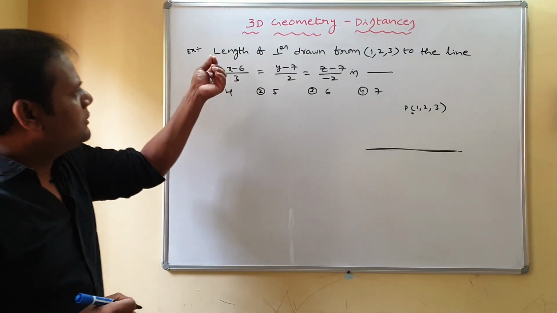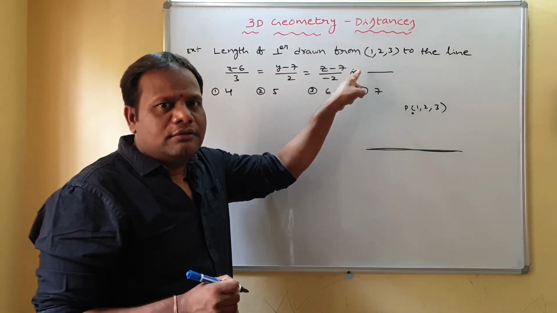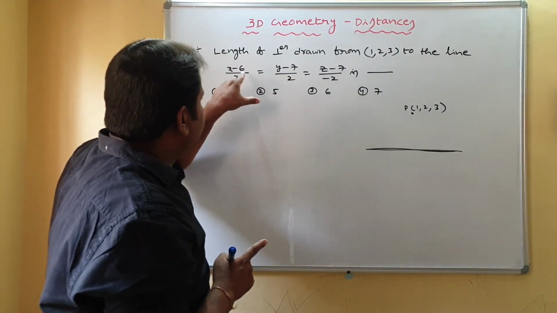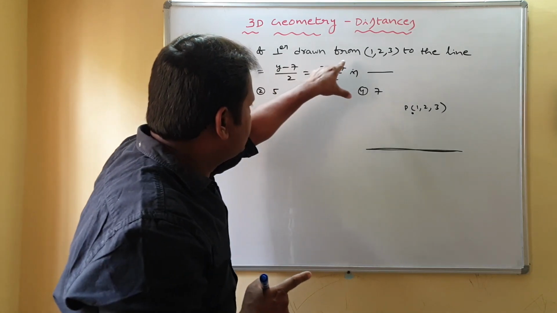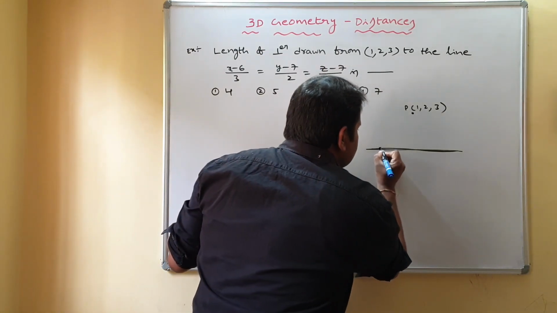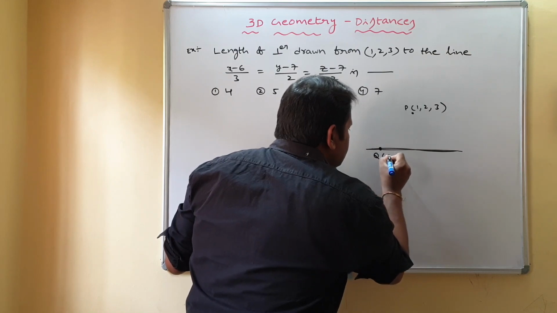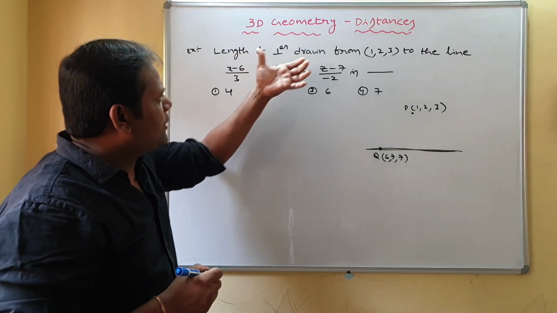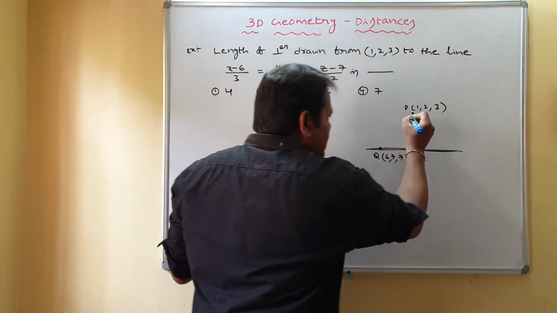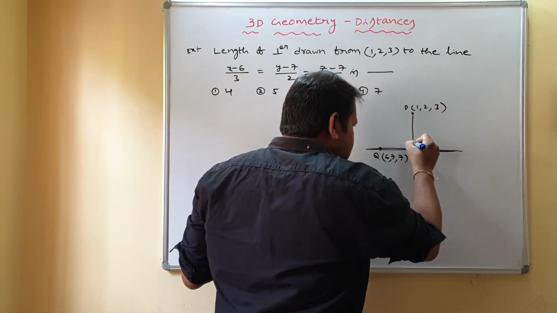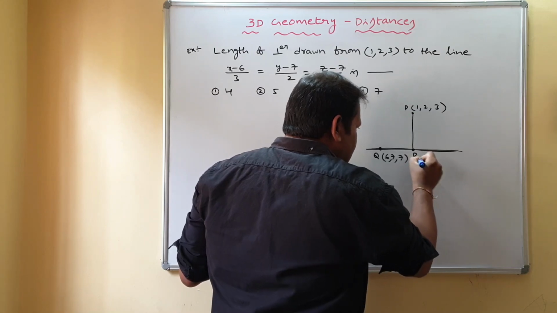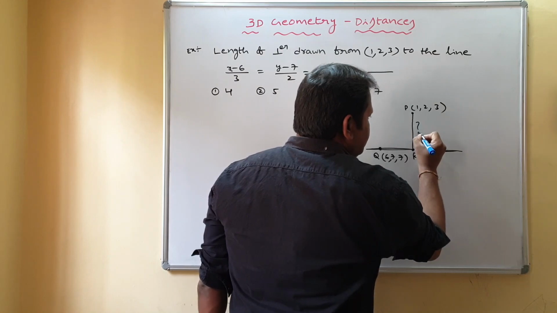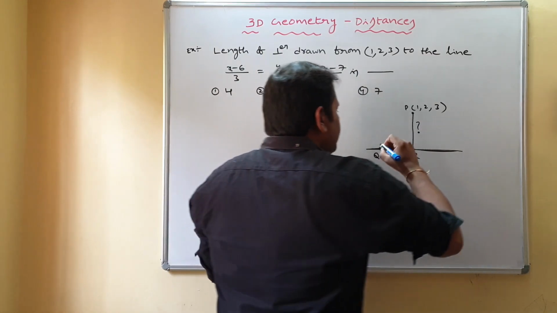Now you can tell one point on the line by seeing this Cartesian form. One point on the line is 6, 7, 7. So I am taking one point on the line, that is Q, 6, 7 and 7. What do we want? We want the perpendicular distance. Drop a perpendicular from P to this line. We take this as R. We have to find this length PR. Join P and Q.